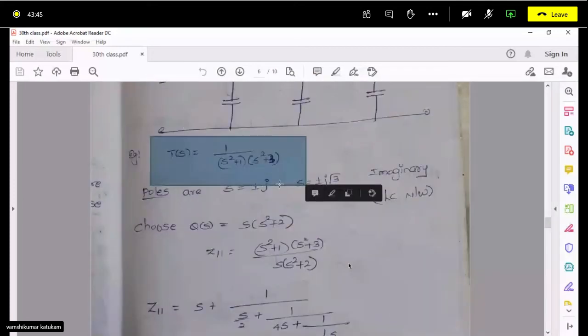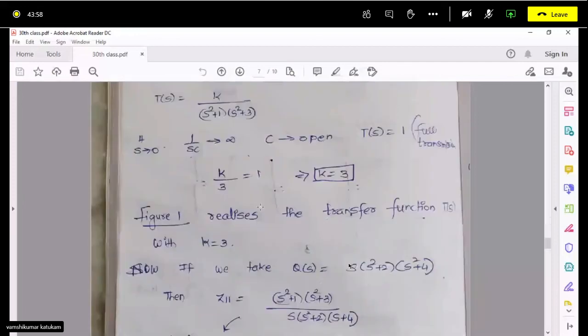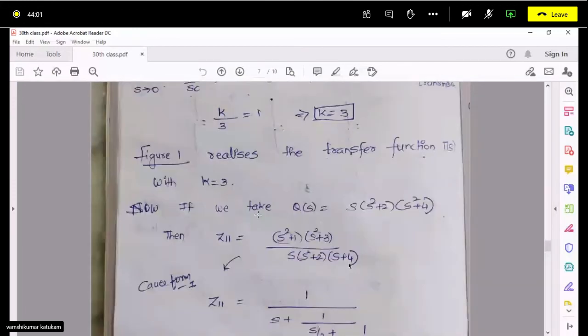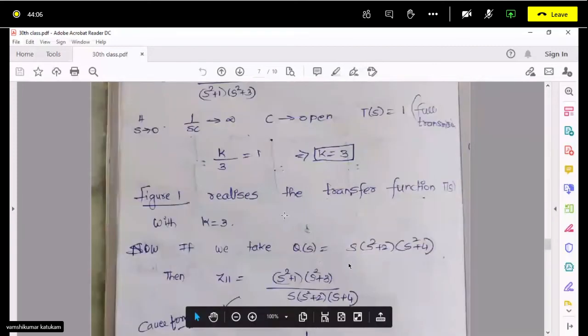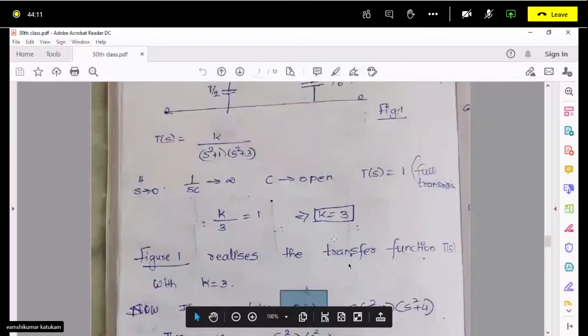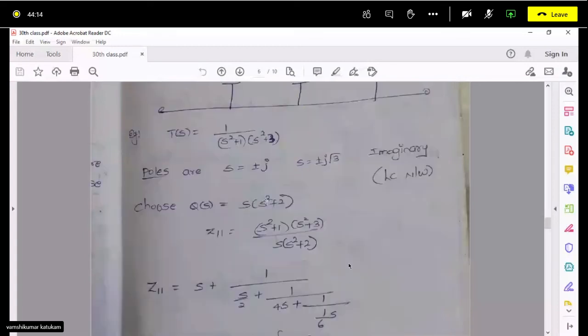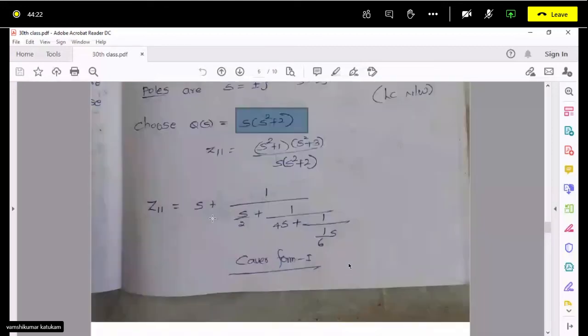Now let us see the second form. What we have seen in the RC network, the second form was S square, where all the zeros of T(S) are at the origin. Before that, we have seen in the RC network what happens if we change capital Q(S). Here we took capital Q(S) as S into S square plus 2, and the degree of capital Q(S) can be 1 greater than the degree of small q(S). So let us take this transform.